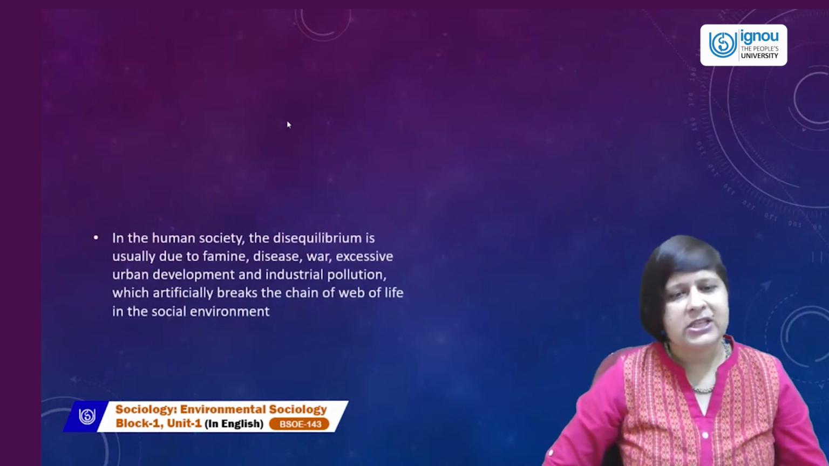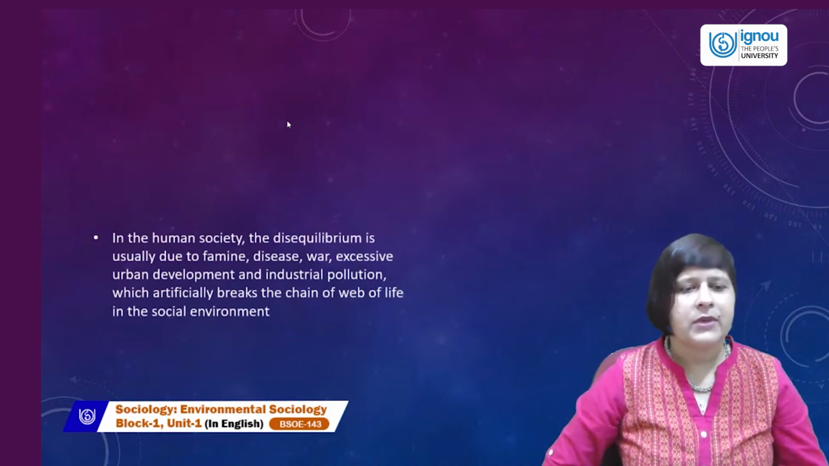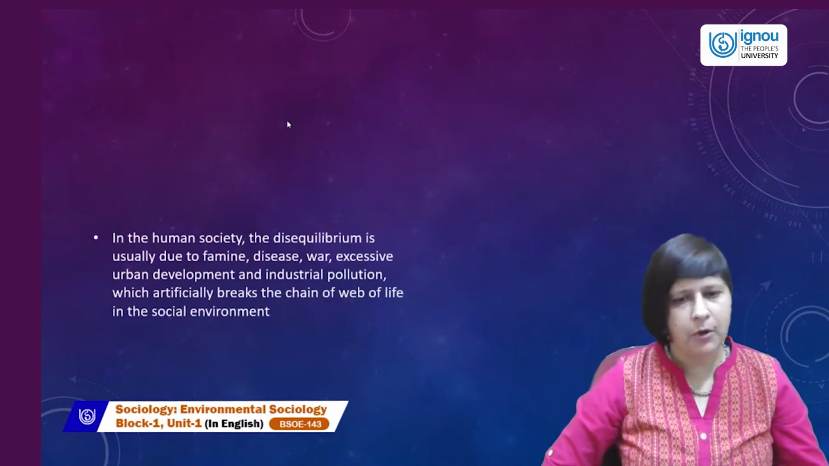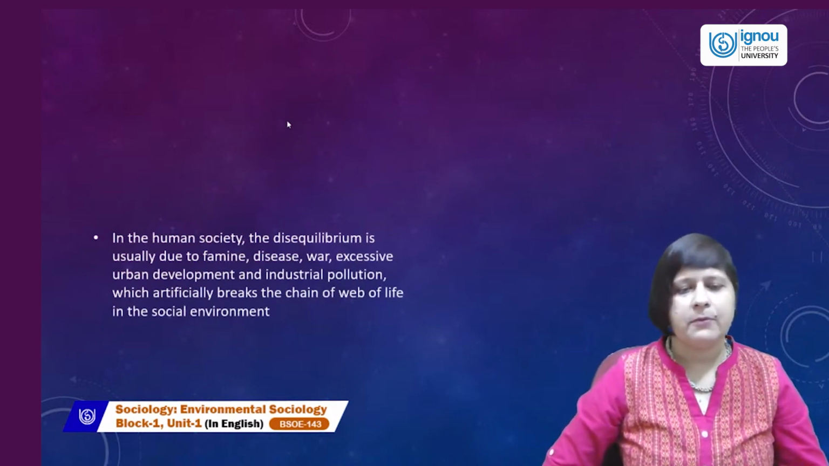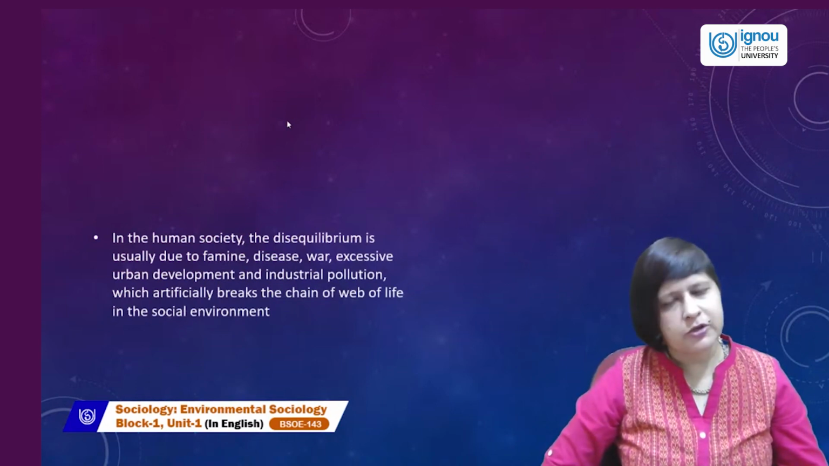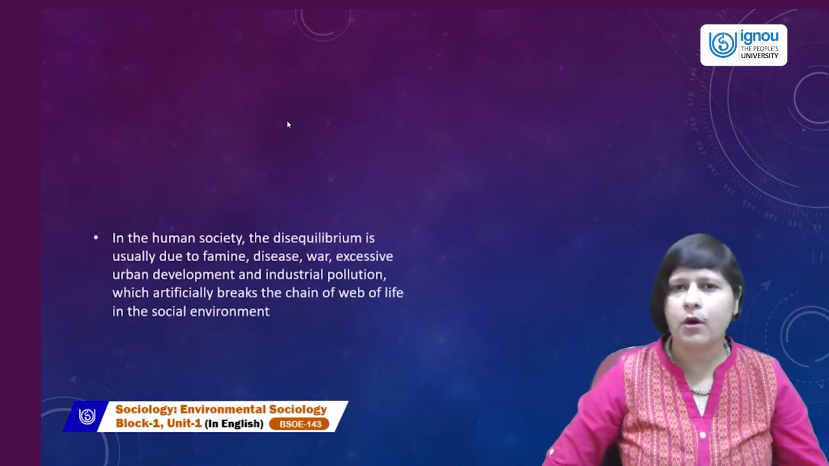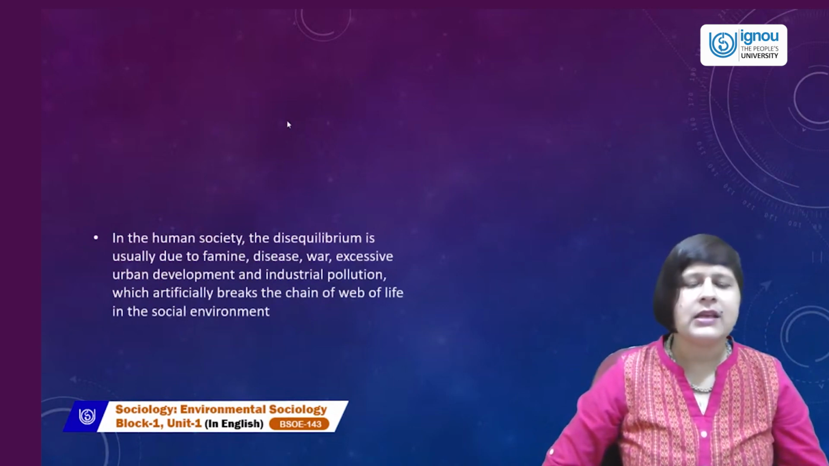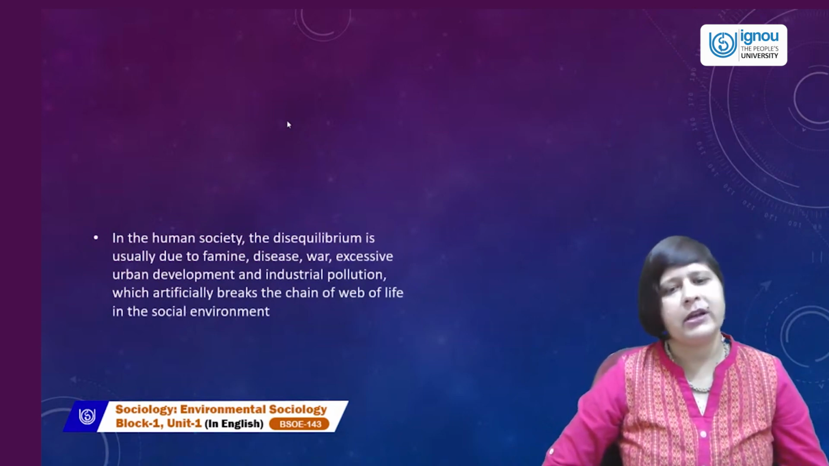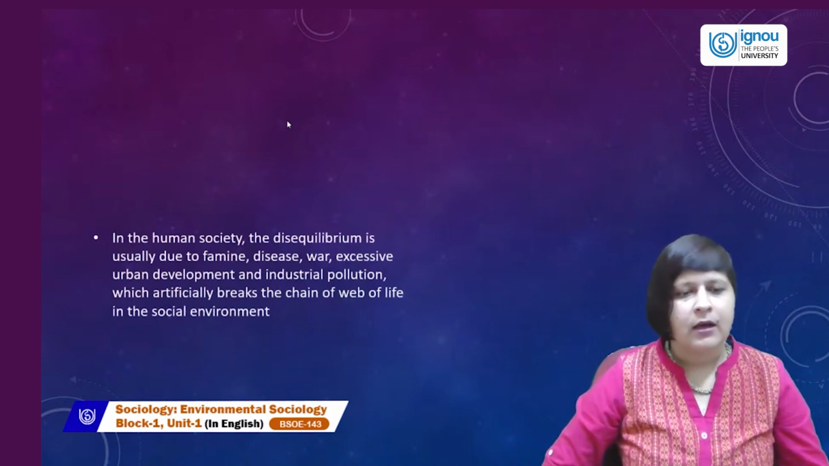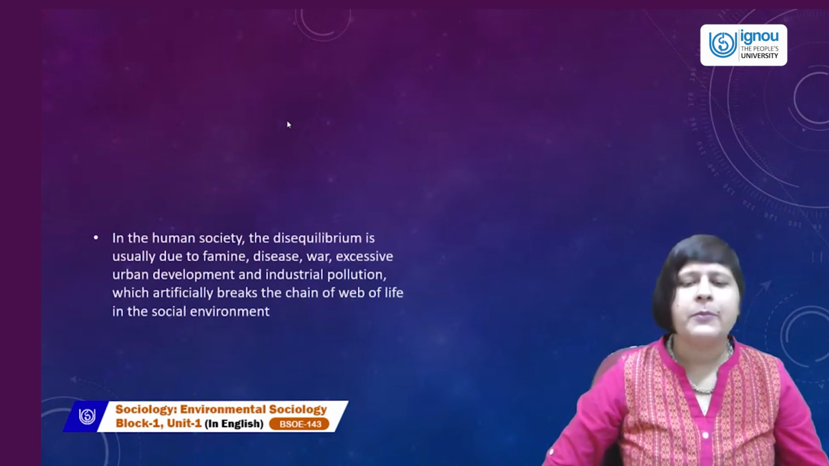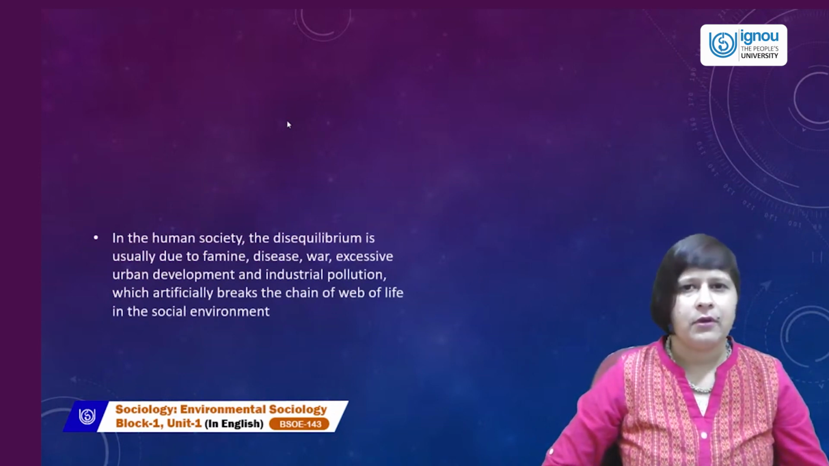In human society, the disequilibrium is usually due to famine, diseases, war, excessive urban development, and industrial pollution, which artificially break the chain of the web of life in the social environment. Factors like war, drought, diseases, and excessive urban development or industrialization, right? These factors break the chain of the web of life. This results in disequilibrium.